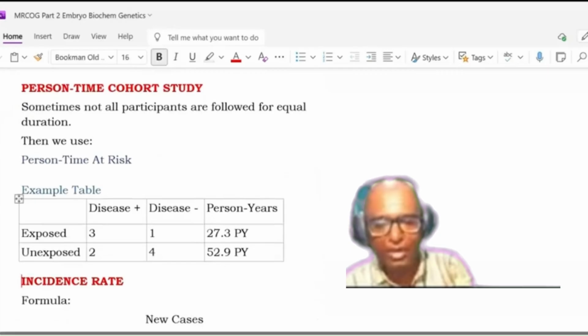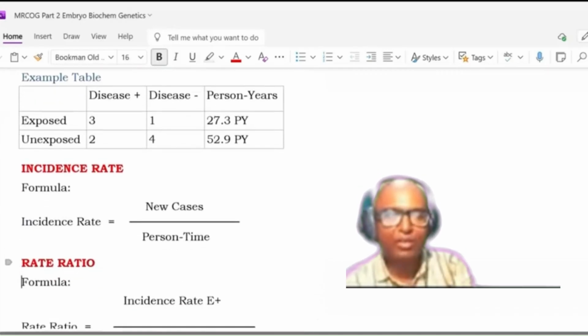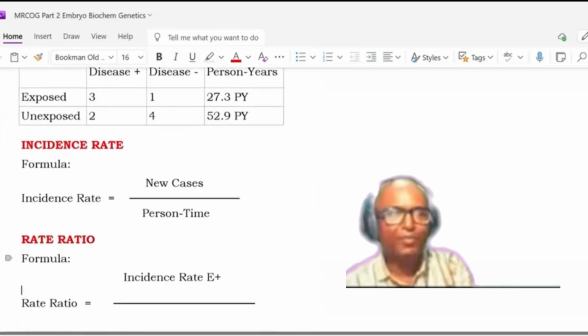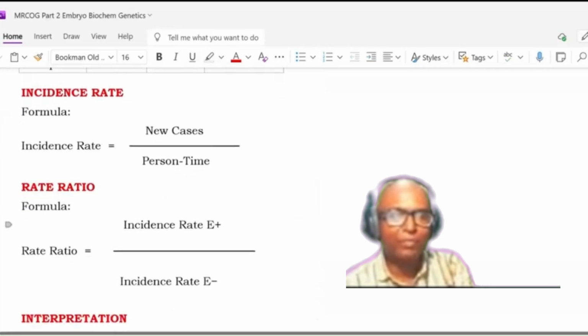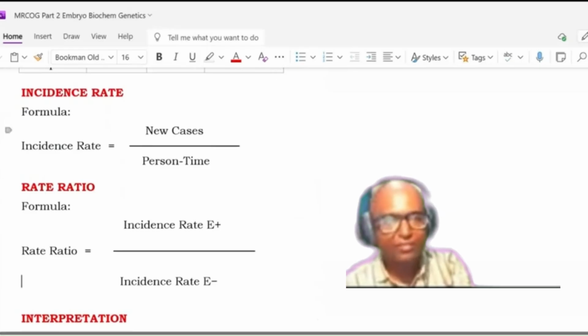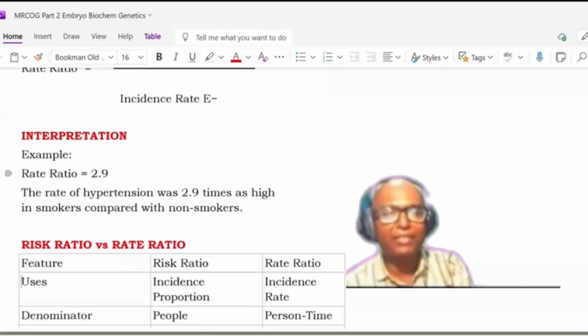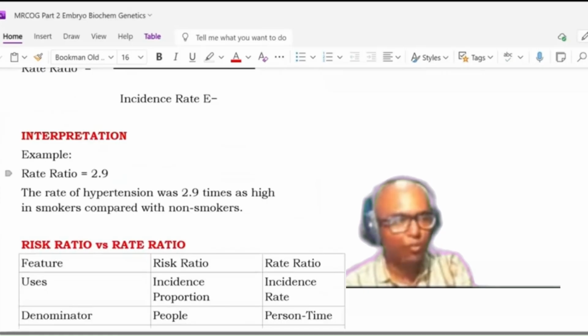Okay, so you calculate the incidence rate. So the formula for the incidence rate is new cases divided by the person time. Okay, so the formula for the rate ratio will be incidence rate in the exposed divided by incidence rate in the unexposed. This we have seen, the relative risk formula. Okay, and this is the incidence rate: your new cases divided by the person time, or if the follow-up is equal, it will be per unit time. Okay, because then time will be the same for all the participants if all have completed. If all have not completed the follow-up, then you go for person time.